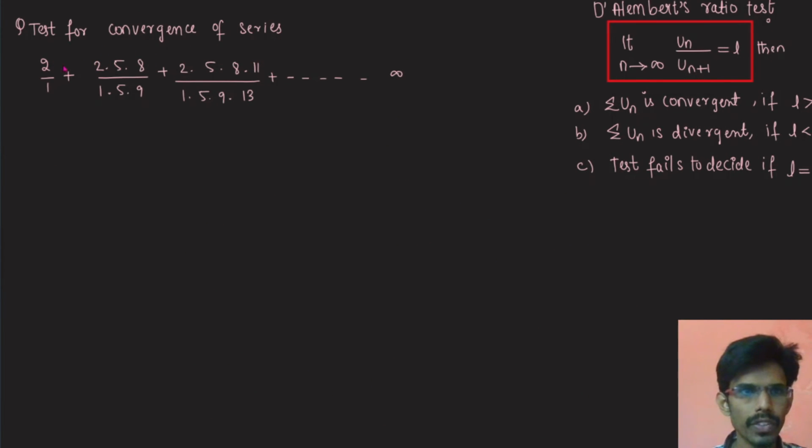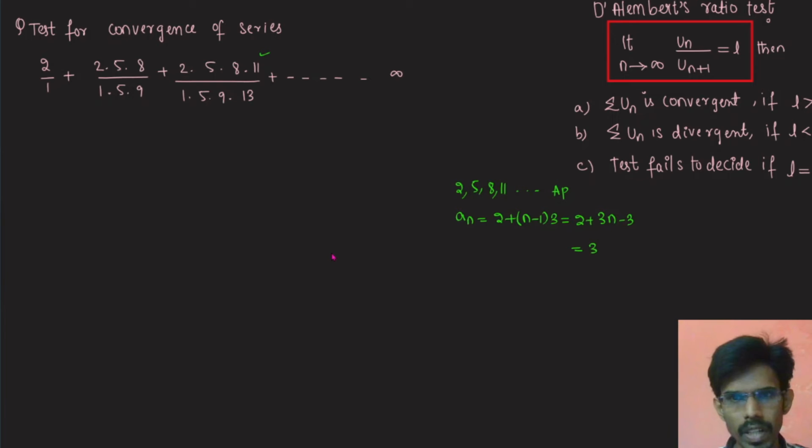Test for convergence of the series. Now we have been given the series, we'll find out the general term of this series. Now see here, we have 2, 5, 8, 11 and so on in arithmetic progression. The general term will be 2 plus n minus 1 into the common difference 3. So we have 2 plus 3n minus 3, that is 3n minus 1.